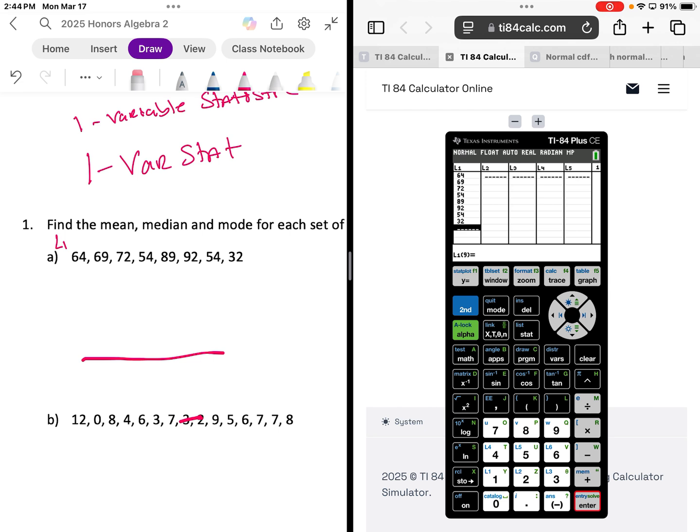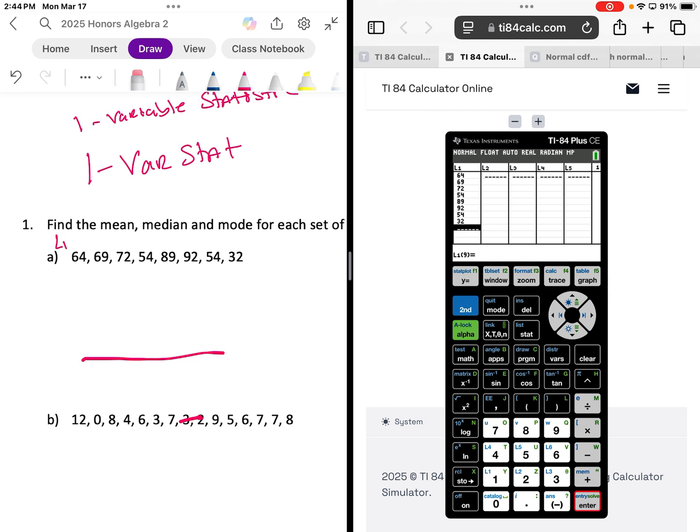Remember when we did z-scores before the break? And we talked about standard deviations away from the mean. So when we have a set of data, we can calculate what that is based on the data, and every set of data has a different standard deviation. And so that's what this one variable statistic thing is going to do.